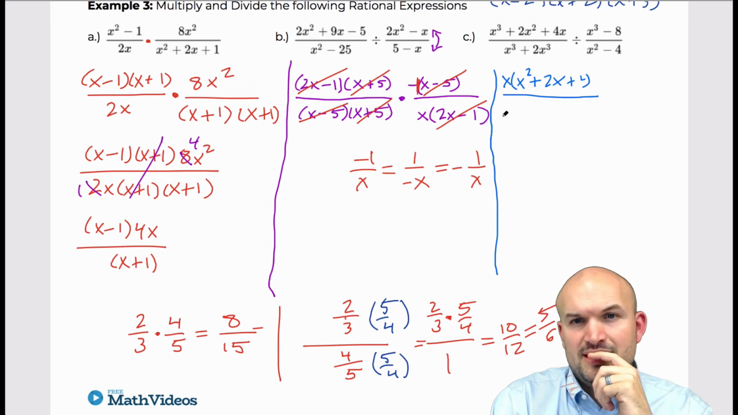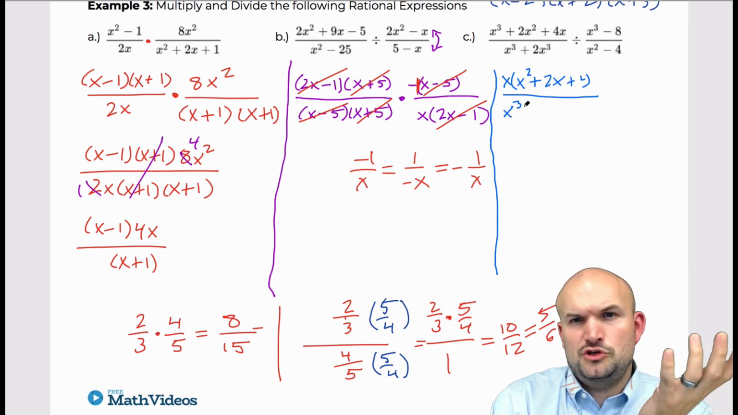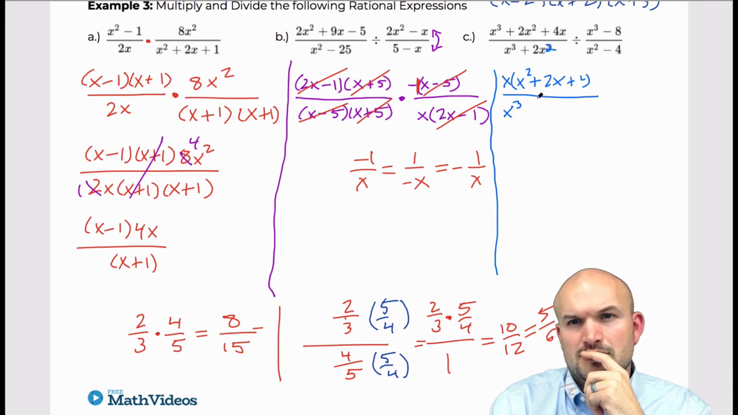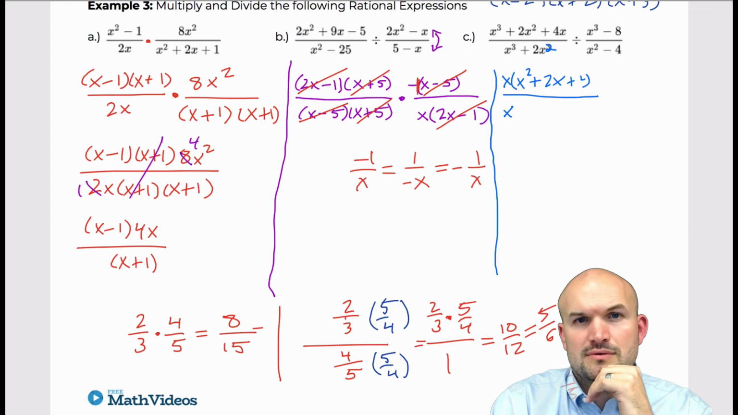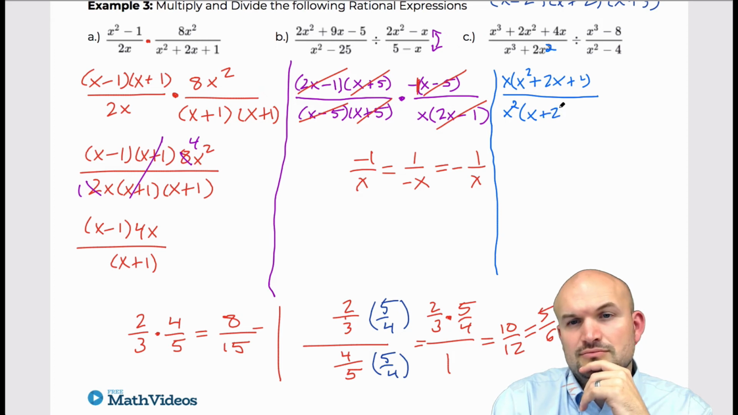And that's divided by a x cubed. I think that was supposed to be a squared. So if I factor out an x squared, I'm going to be left with a x plus 2.